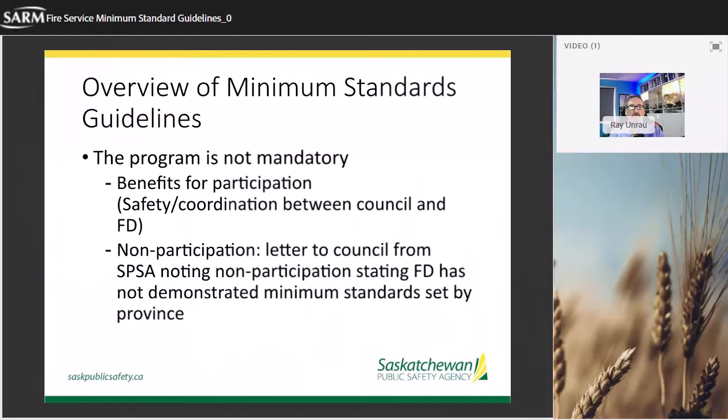That's simply something for your file, to keep in the back of your file cabinet in case something happens. Then it's important for us to all be on the same page with what level of service your department was at, or if you were or weren't participating in the program. There's no further outcome for that. It's just a letter of acknowledgement.